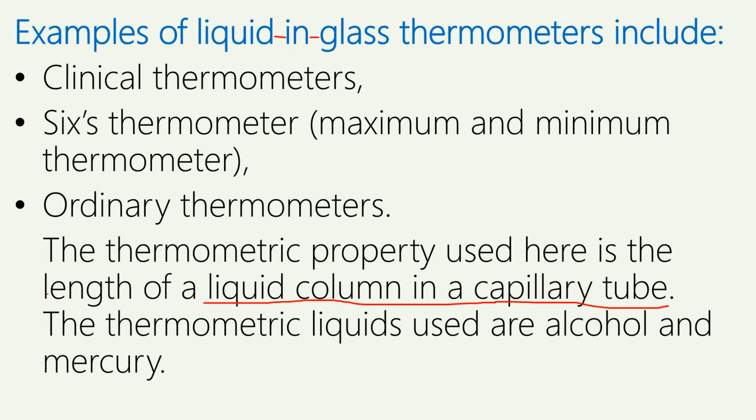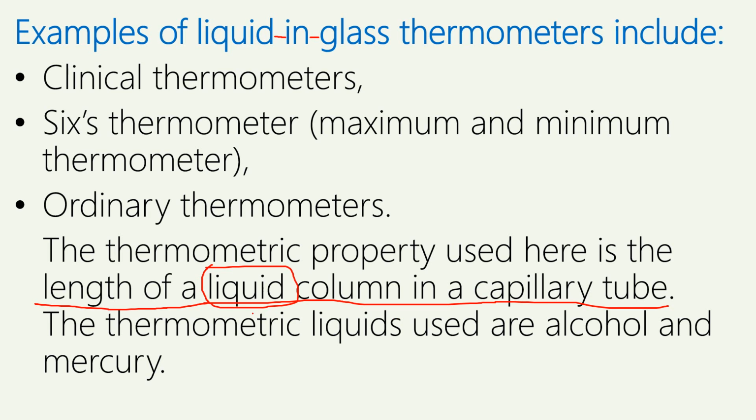The whole of this is the thermometric property. The thermometric substance used is that liquid. That liquid is the thermometric substance. But for the thermometric property, you have to start from the length. So it's the length of a liquid column in a capillary tube. Always remember that when we talk about a thermometric property, we are talking about a physical quantity. So for example, here it's length. It can be pressure, it can be volume, it can be resistance, like that.